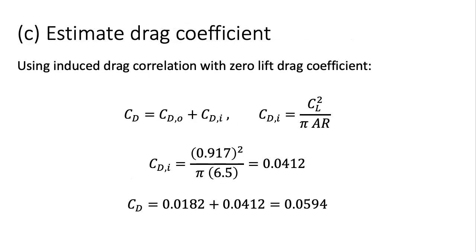For part C, we estimate the drag coefficient by using a correlation to include the induced drag due to trailing vortices generated at the wingtips. Note that the induced drag increases as the lift increases because there is a greater pressure differential generating the vortices. Also, the induced drag decreases with aspect ratio because for longer wings, there is more span to generate lift compared to the trailing vortices. Adding the induced drag to the drag at zero lift given in the problem statement, we get a total drag coefficient of 0.0594. Note that this drag is the same for both elevations because we are assuming a constant lift coefficient.